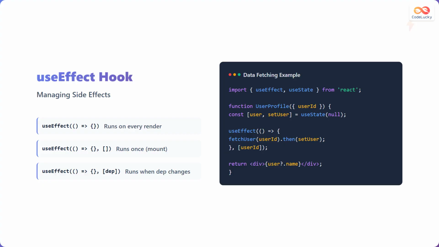The dependency array is crucial for performance. It tells React when to rerun the effect. In our data fetching example, we fetch user data when the user ID prop changes, ensuring we always display the correct user information.